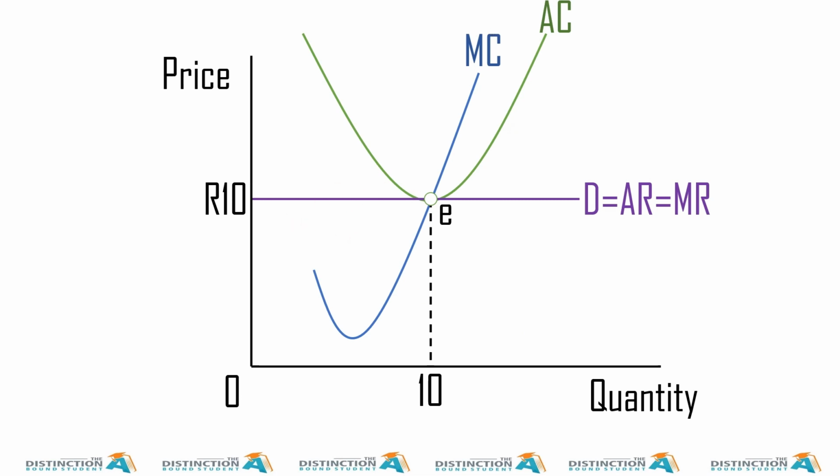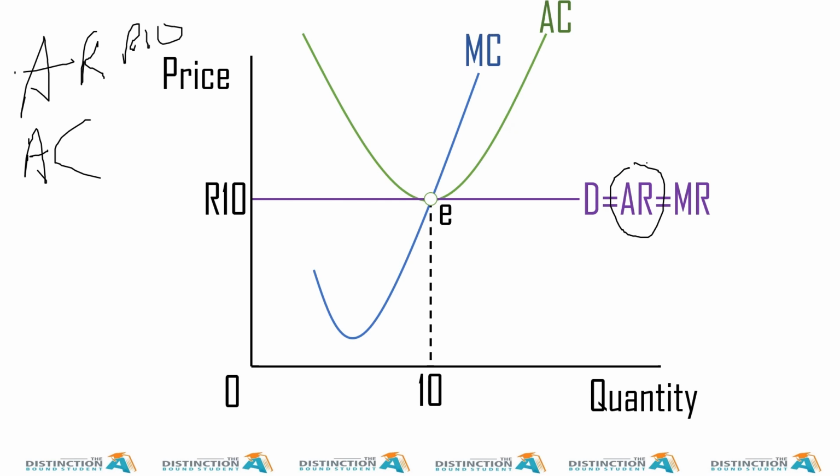To tell what kind of profit this is, maybe it's a profit, maybe it's a loss. Let's find out. We simply say average revenue minus average cost. What is our average revenue in this case? Our average revenue is 10 rand. What is our average cost? Here's AC. Our average cost is also 10. So what is 10 minus 10? 10 minus 10 is equal to 0. When you make 0 economic profit, we call it normal profit.